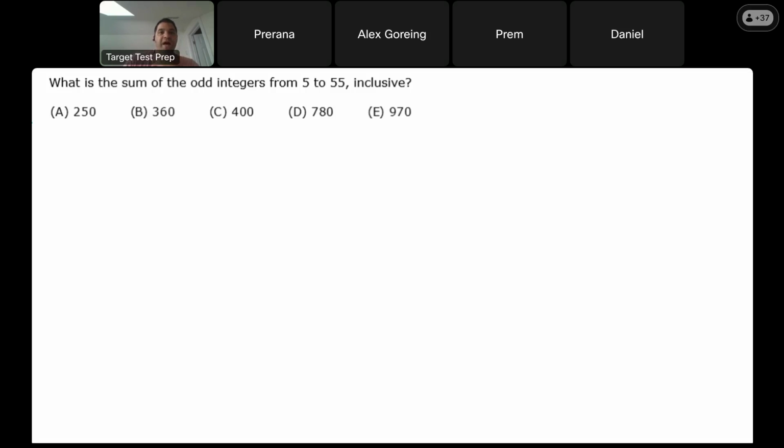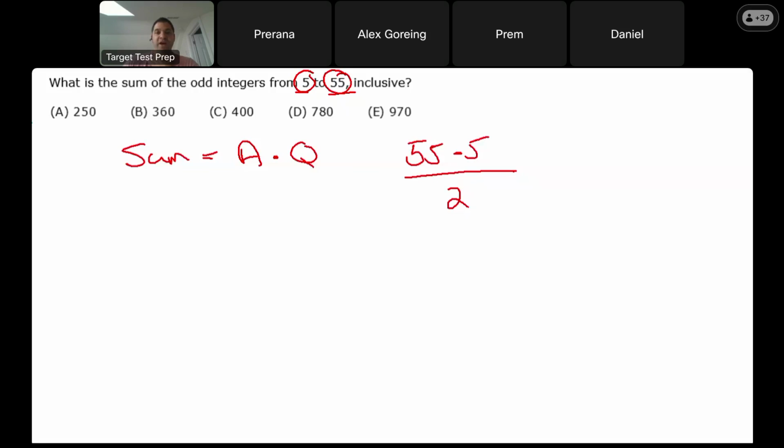All right, so the sum of the odd integers from 5 to 55. So remember, sum, of course, is equal to average times quantity, right? Now, when we have an evenly spaced set, the key is that the bookends of the set are the values that you're talking about. So in this case, 5 and 55 are both odd. That's important. So the average in an evenly spaced set like this is 55 plus 5, divided by 2. So that's going to give us 60 over 2. That's 30 for the average.